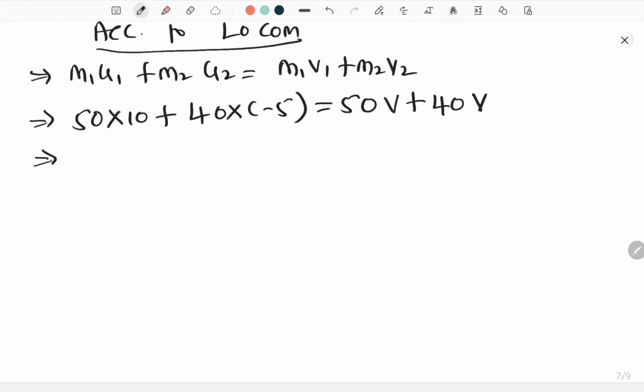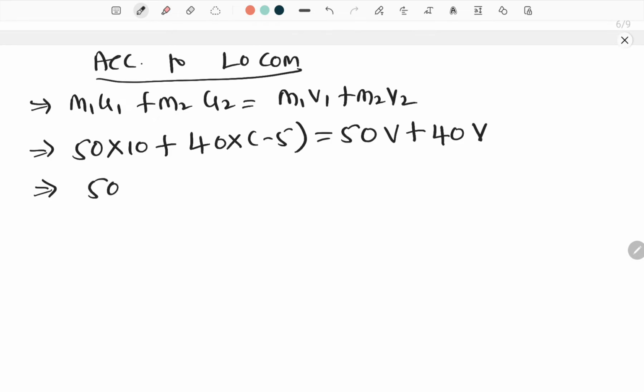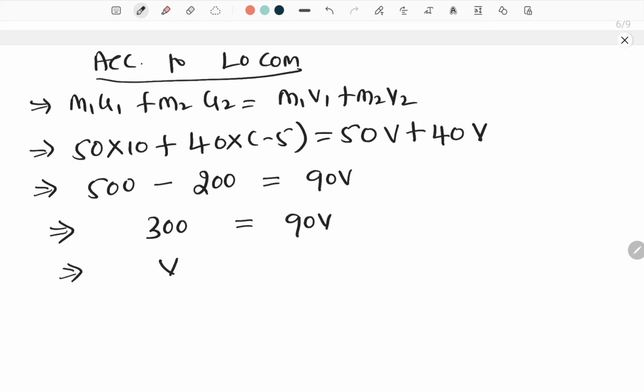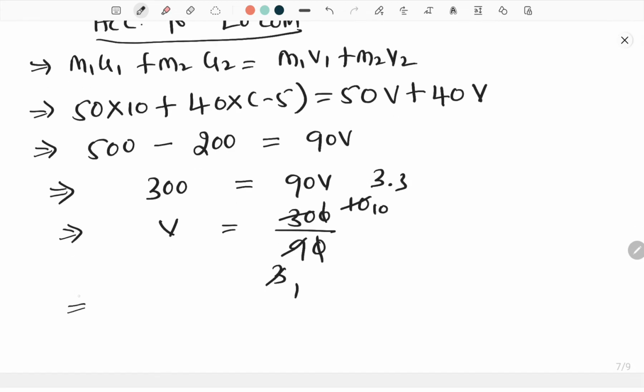Now moving forward, 50 into 10 is 500, then minus 40 into 5 is 200, and that is equal to 90v. All right, 500 minus 200 is 300, equal to 90v. Let us keep v there only and bring 90 to this side. So 300 divided by 90, the zeros get cancelled, and it is 30 divided by 9, which gives 3.3. So we got velocity as 3.3 meter per second. So this is the final velocity.